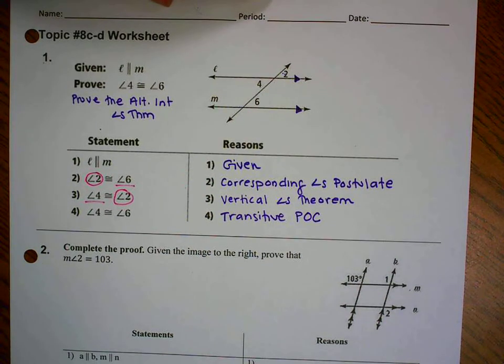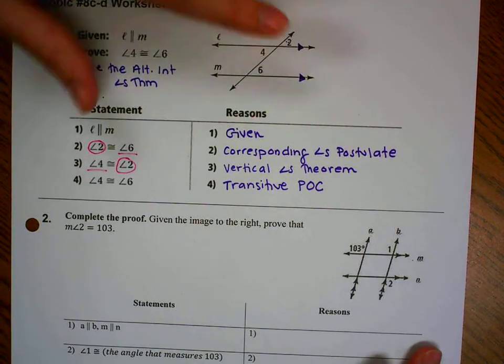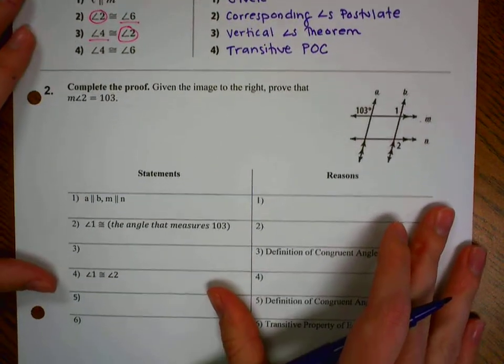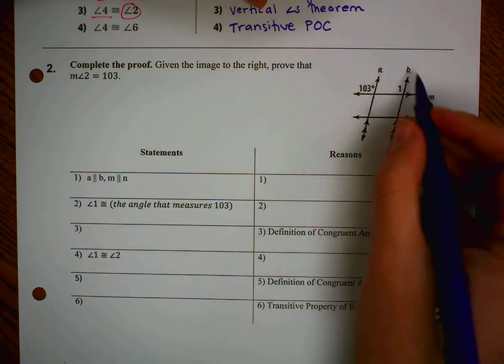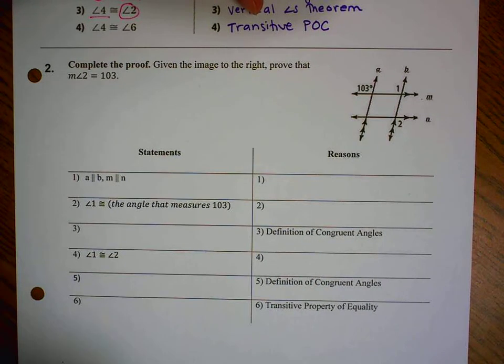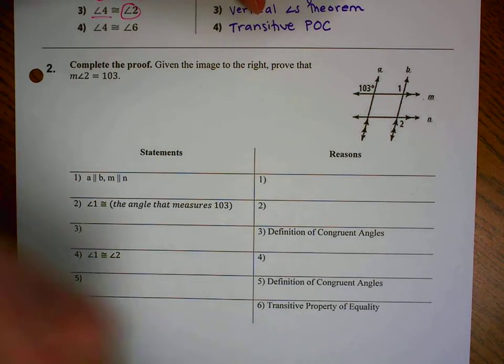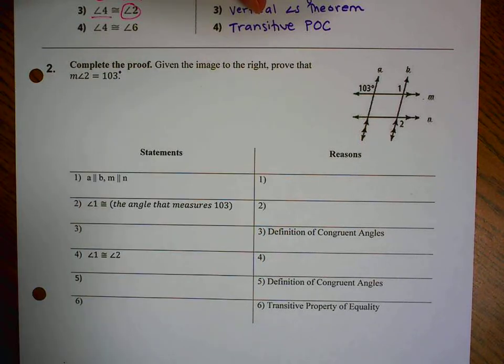Okay, so let's look at our second proof now, and you can pause if you need to write any of that down. Let's look at our second proof. It says, complete the proof given the image to the right, so this is what we're given, prove that the measure of angle 2 equals 103 degrees. I should put a little degree sign in there.